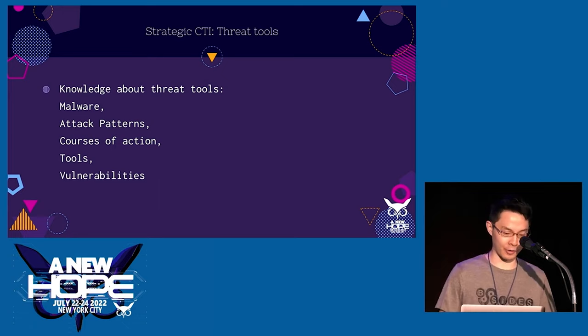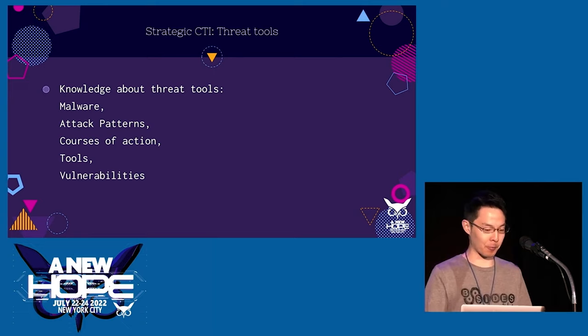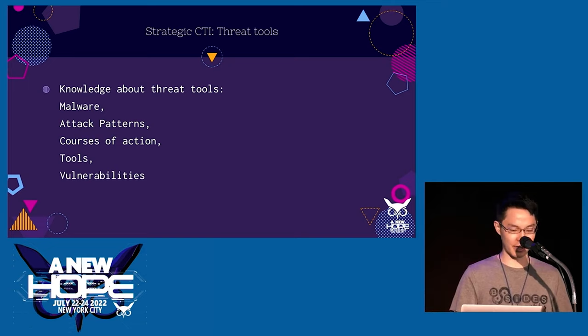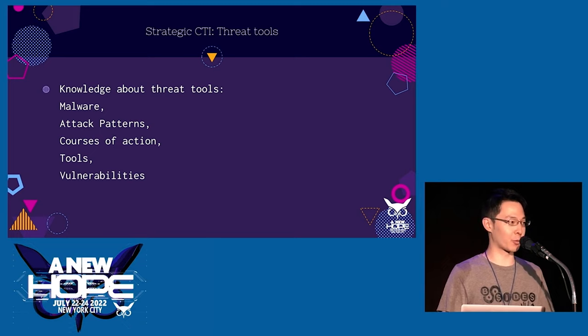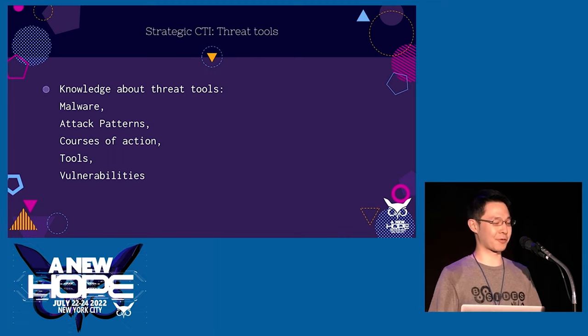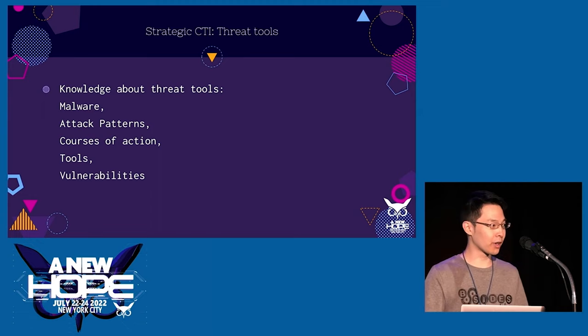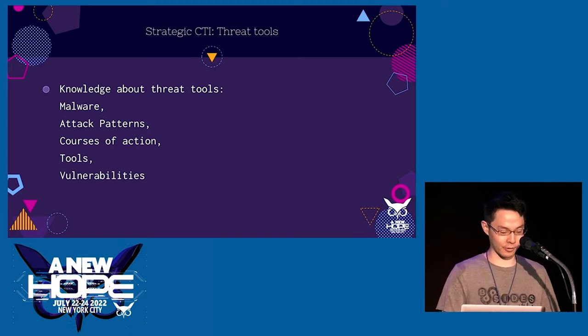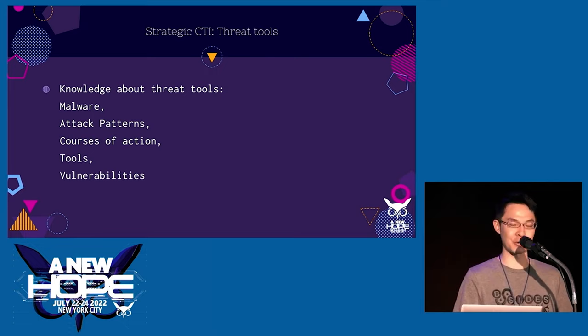Threat tools. So threat tools fall under strategic CTI through keeping track of the malware, which is the malicious software that your threat actors are deploying, whether it be ransomware, trojans, worms, et cetera. The attack patterns, which correspond to your MITRE ATT&CK framework and things like that. Courses of action, which is like MITRE ATT&CK techniques and patterns, but without the MITRE ATT&CK identifying schema. Tools, so your Cobalt Strikes, your Metasploit, your Empire, your BloodHound, tools that your threat actors use in order to conduct their business. And of course, you can't forget about vulnerabilities, right? After all, your threat actors are using vulnerabilities to their advantage, and they're tracked by the CVEs and things like that.